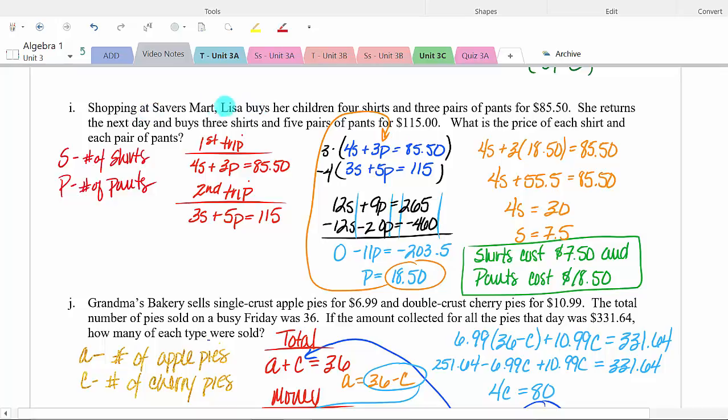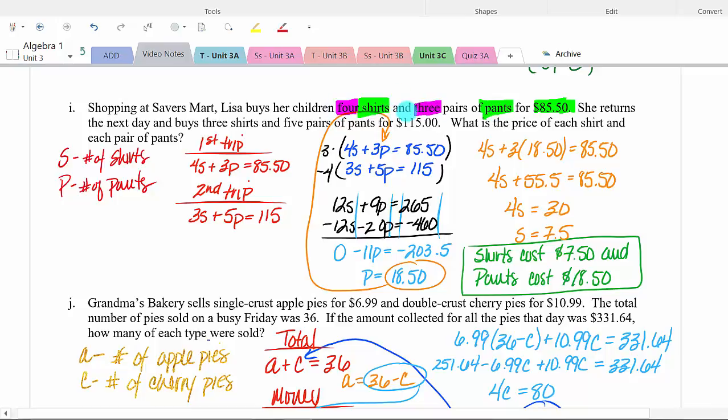So in this particular word problem, it talks about some shoppers. Lisa's gone to do some shopping. She's going to buy some shirts, it looks like, and some pants. Those are unknowns in this situation. The first time that she buys a combination of shirts and pants, she spends $85.50. In doing that, she has bought 4 shirts and 3 pairs of pants.